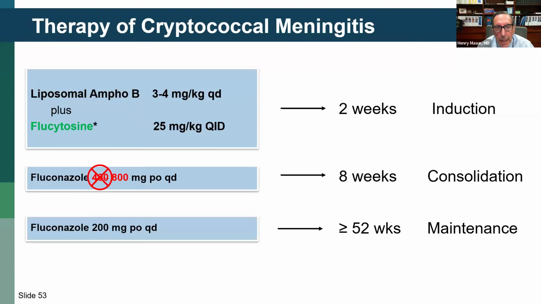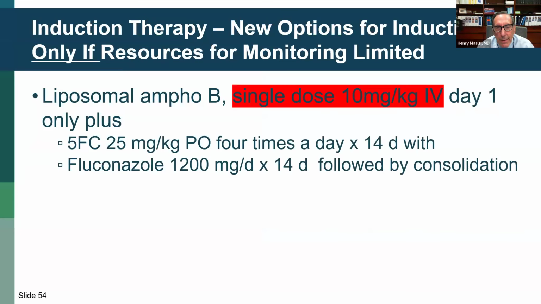What's the therapy of cryptococcal meningitis? It is still liposomal amphotericin and flucytosine. Fluconazole is used for consolidation, and a few years ago they upped the consolidation dose from 400 to 800, and then you give a long tail of maintenance therapy with a lower dose. There's a lot of interest in a New England Journal study on single dose amphotericin. So this sounds attractive. You give that with 5-FC and fluconazole for the next 14 days.